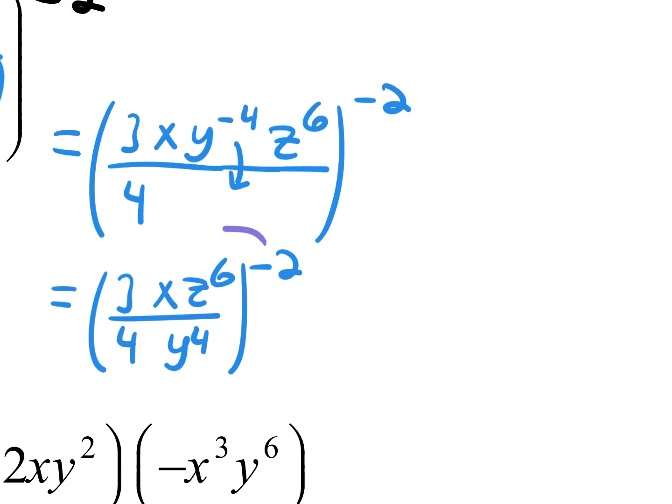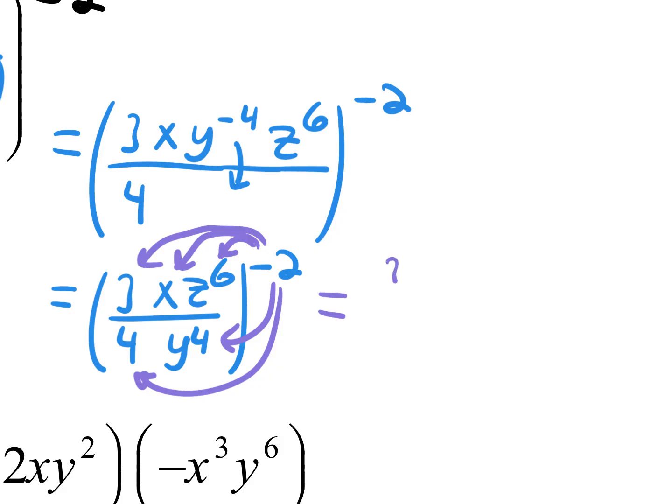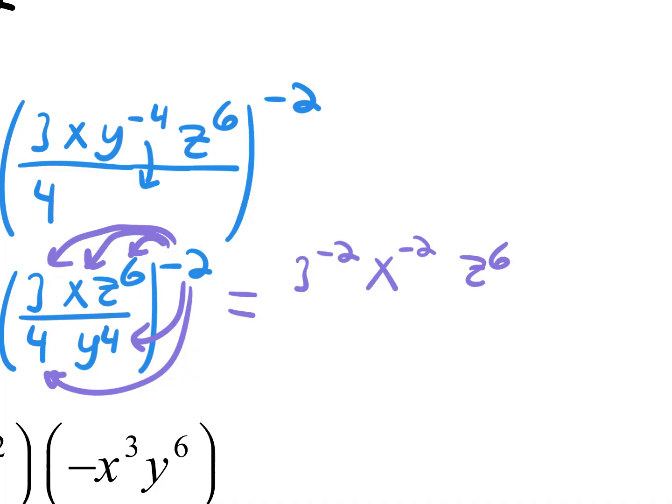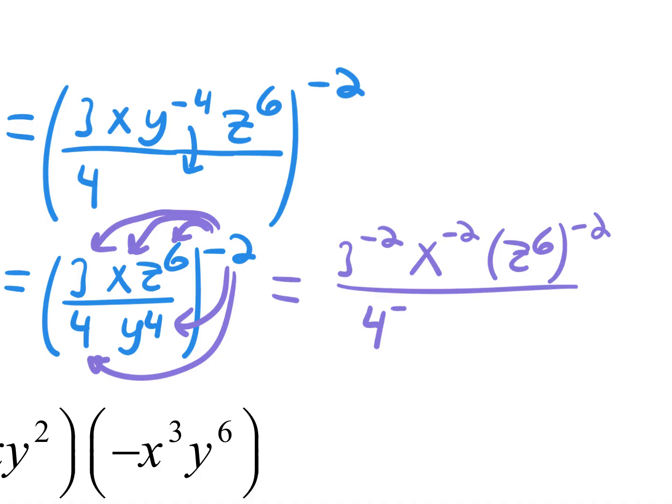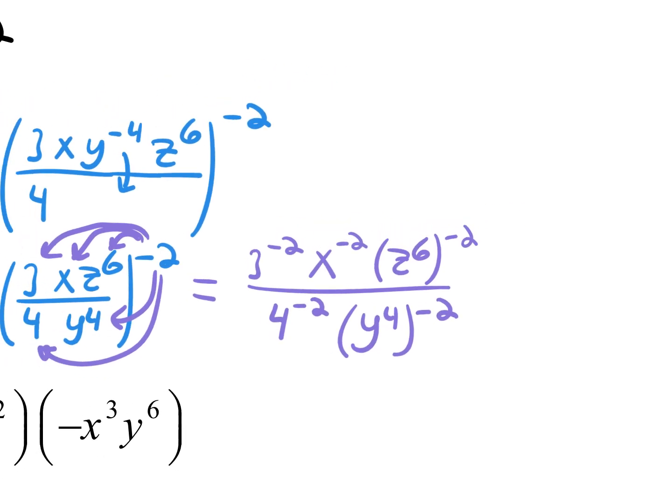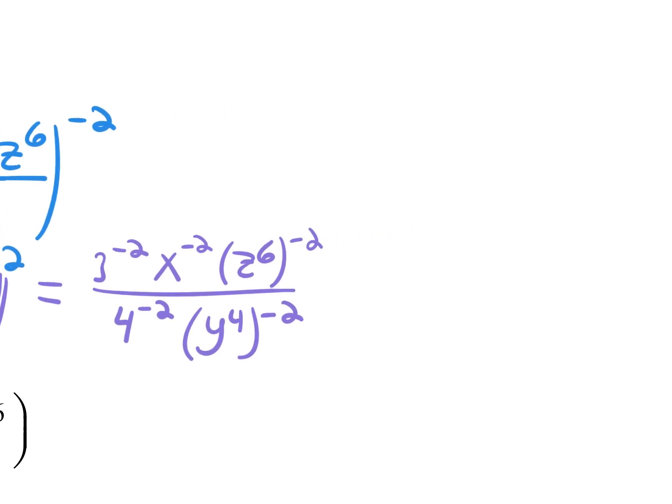Let's distribute this negative exponent to everything. So I'm going to move that here, here. And then what does that give us? 3 to the -2, x to the -2, z to the 6 to the -2. That's it for the top, and then on the bottom we get 4 to the -2, and then we get y to the 4th to the -2. All right, I didn't do anything more in that step other than distribute the negative exponent. Are you okay with that step? Okay. What can we do now?